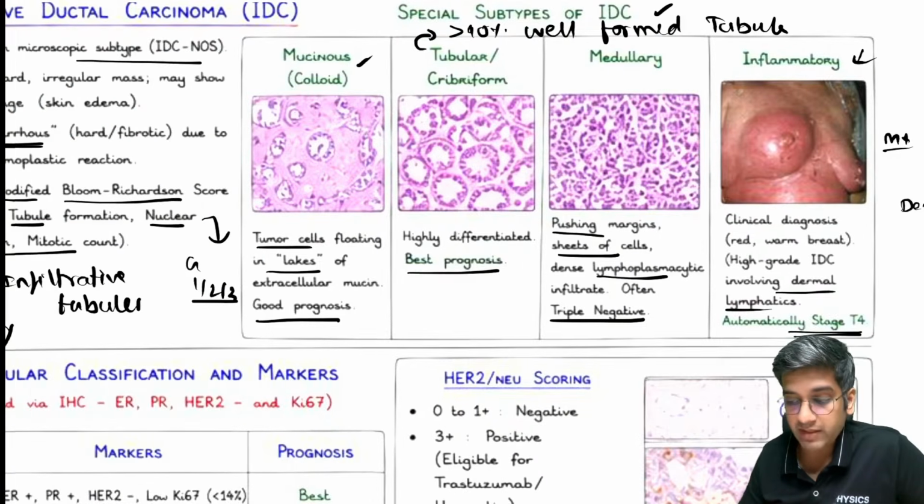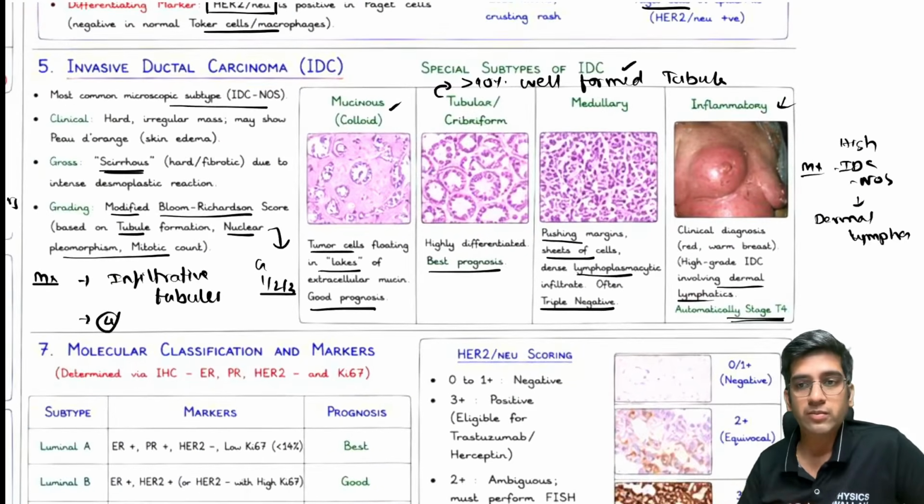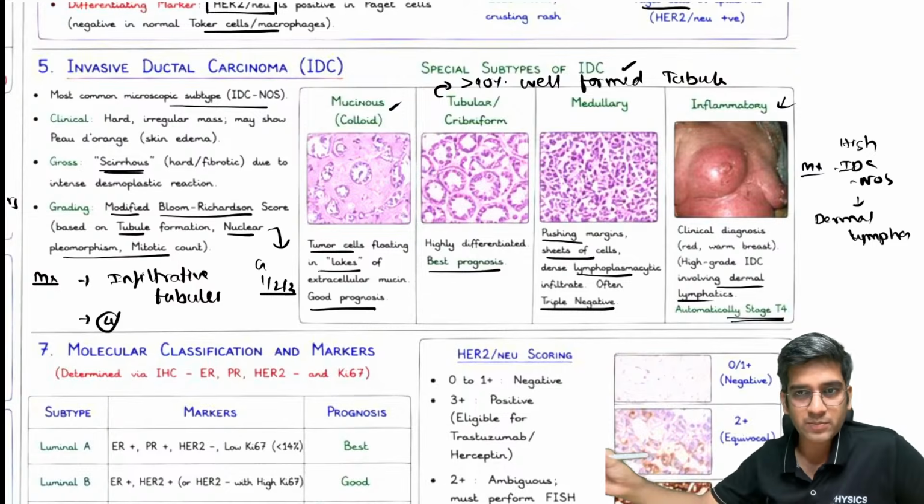There's no inflammation in the microscopy. It's pure blockage of dermal lymphatics. Fine. I just explained inflammatory carcinoma.